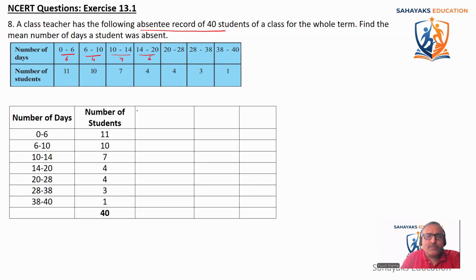So it says 0 to 6. So what is the first thing we do? We find the class mark. Okay, but be cautious on finding the class mark because it's 0 to 6.